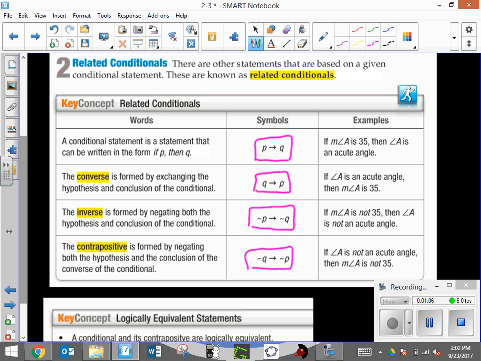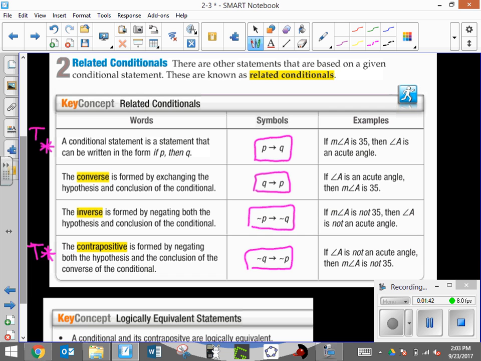Once you get those written, we're going to come up with truth values. And if you are able to tell me the truth values of 2 of them, you can tell me the truth values of all of them, because we have logically equivalent statements here. The conditional statement, this one up at the top, is logically equivalent with the contrapositive. In other words, if you say that the conditional is true, then your contrapositive is also going to be true.